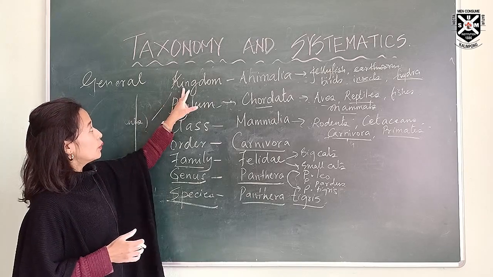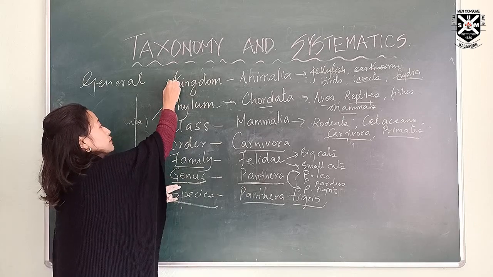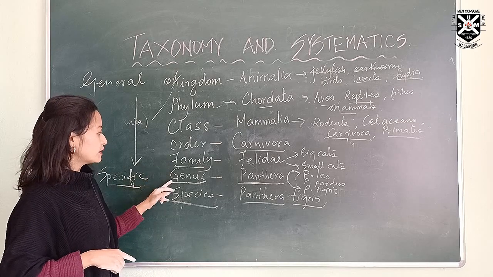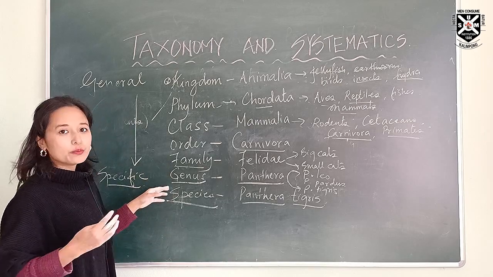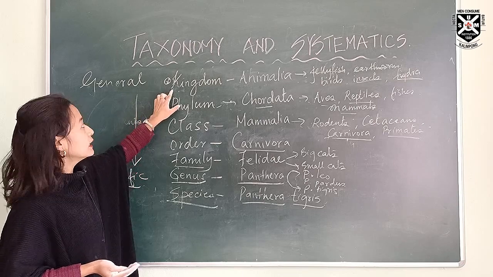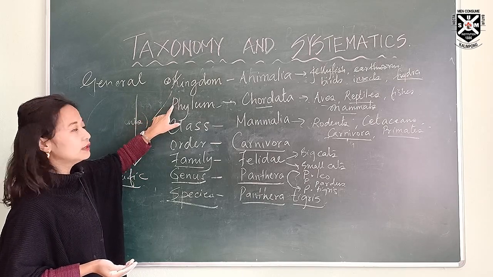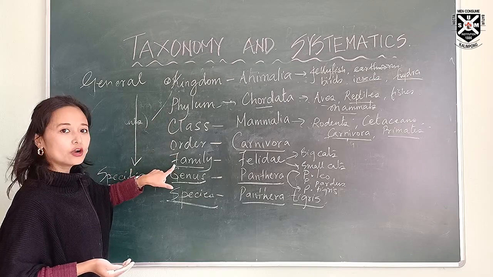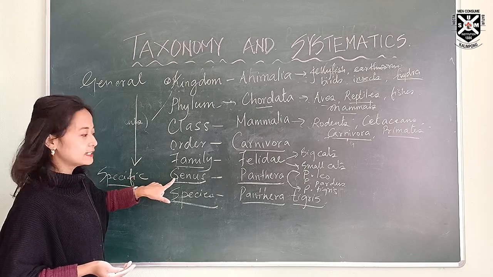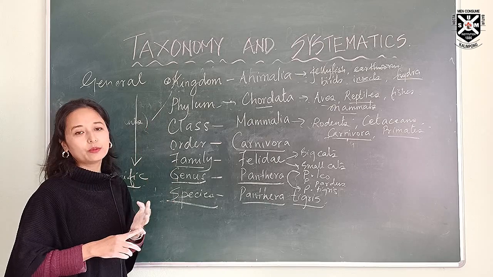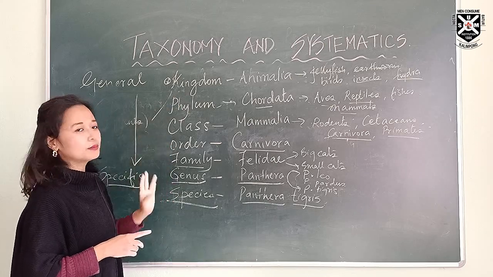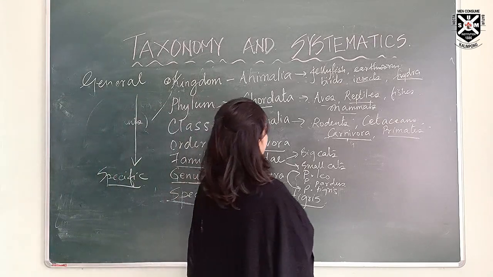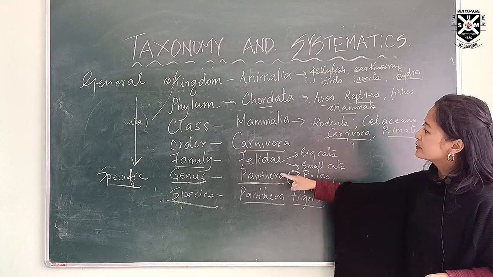Here we need to know the different categories. The categories are kingdom, phylum, class, order, family, genus, species. We can also remember this by a mnemonic: K for King, P for Philip, C for came, O for out, F for from, a garden stroll. King Philip came out from a garden stroll. That is kingdom, phylum, class, order, family, genus, and species. These are the different groups.